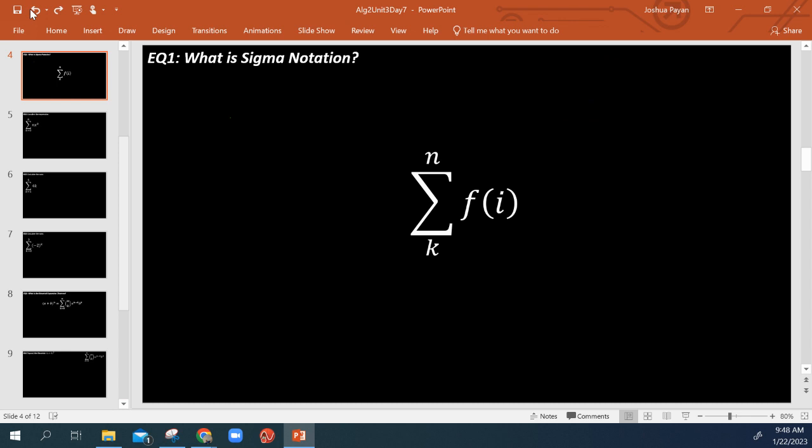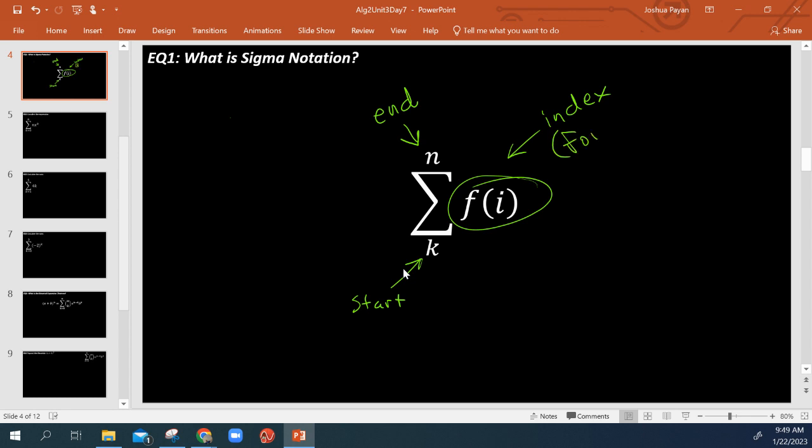So anyway, sigma notation in math is used as a shorthand for adding a whole bunch of different things together that follow some kind of sequential pattern, right? And the way that it works, this first number down here, k, is basically where you start. This other number on top, the n, is basically where you end. And right here, this is known as the index, and basically it's just the formula that you follow.